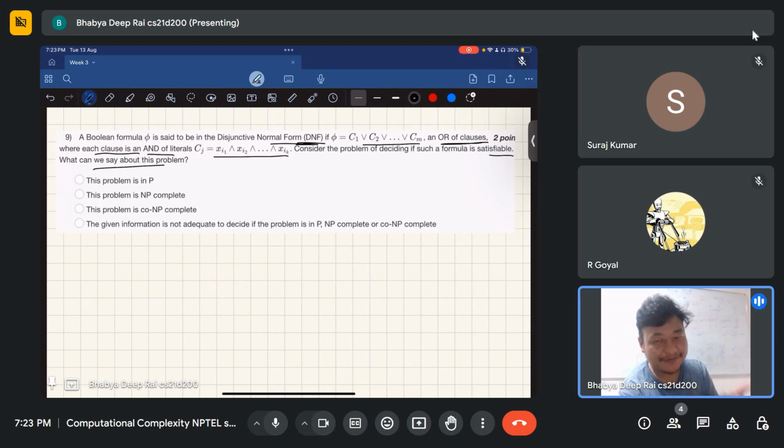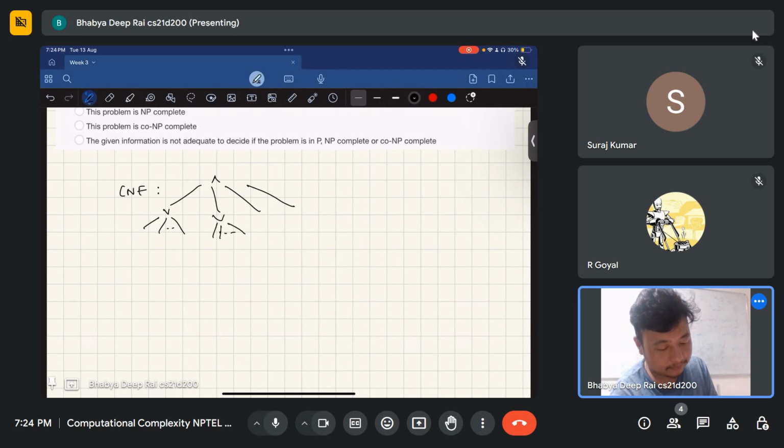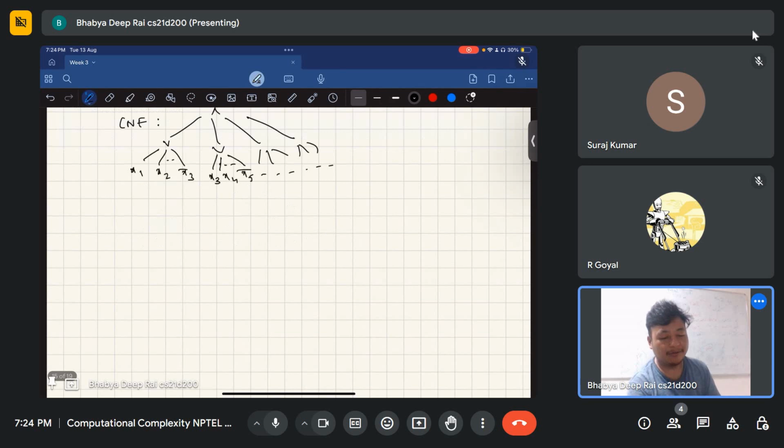So now instead of CNF, I have a DNF. What is a CNF? A CNF is a Boolean expression which looks as follows. It has several clauses, each clause is an OR of literals, and these are ANDed together: x1, x2, x3 bar, let's say, x4, x5 bar, and so on and so forth. This is a CNF. Now, what do we know?